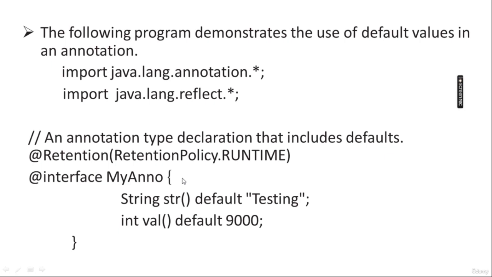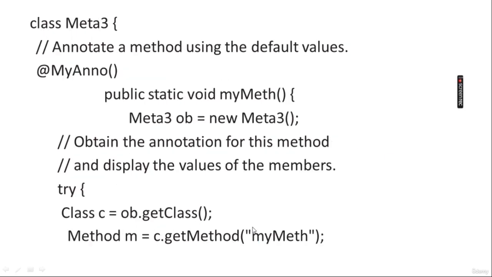In the previous example we have seen string default testing, value default 9000. So now Meta3 object is equal to new Meta3. We are creating the object of this class. Obtain the annotation for this method and display the values of the members. So this will return you the object.